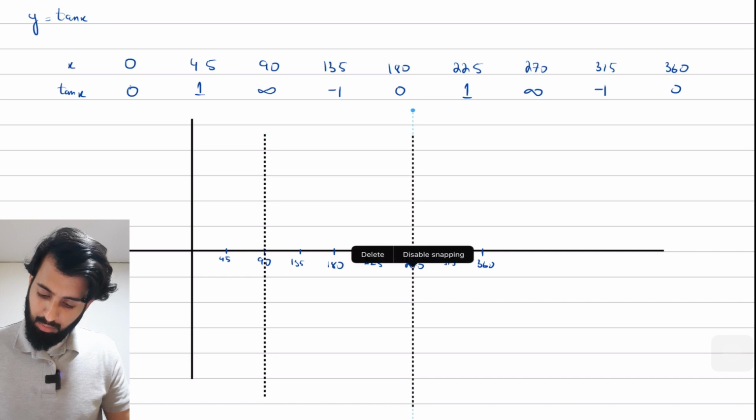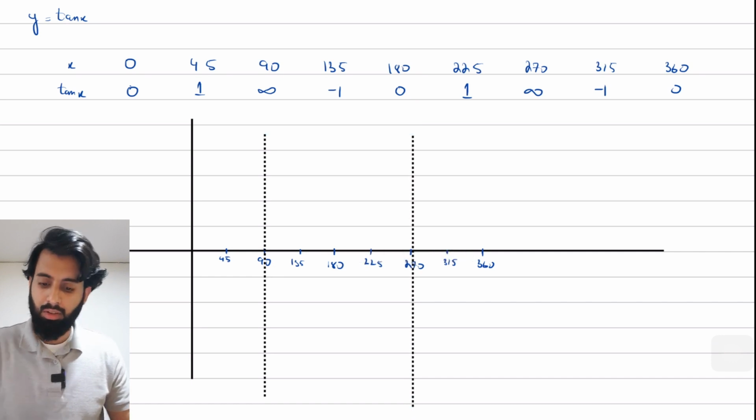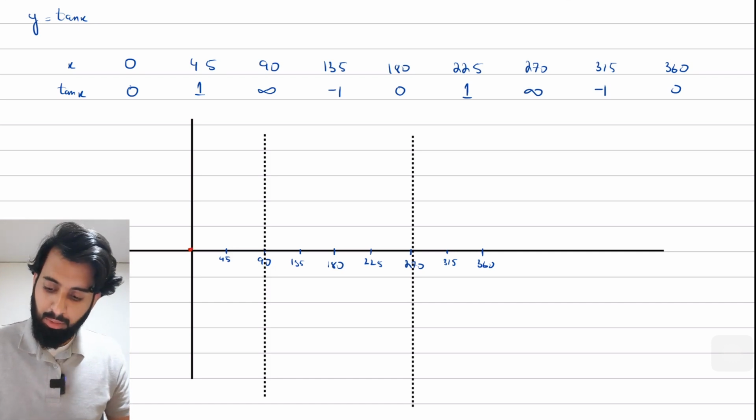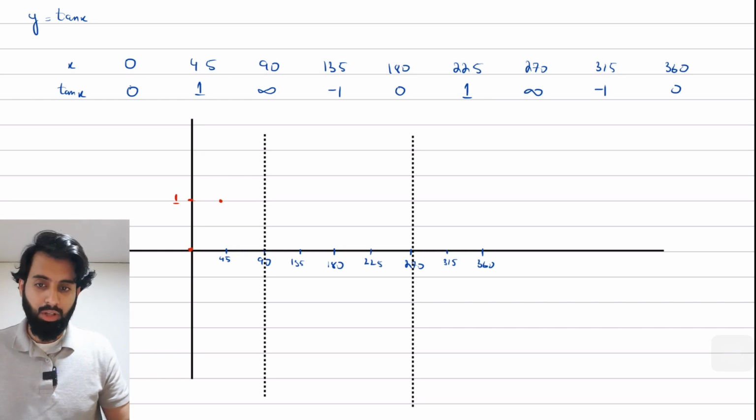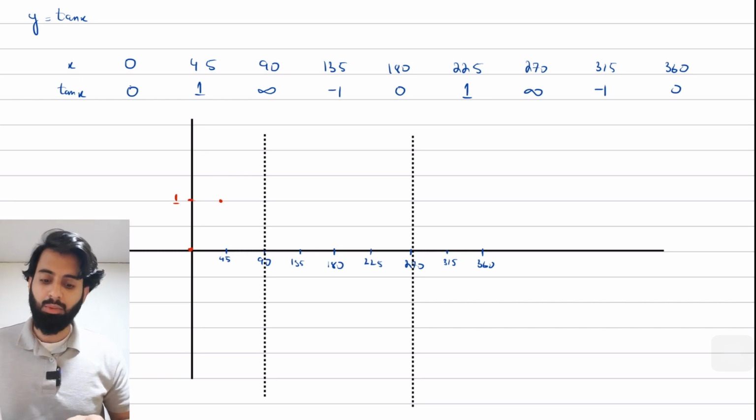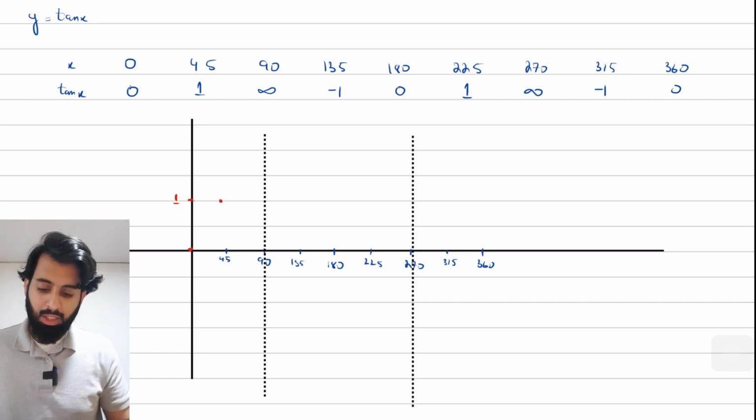What's really interesting to see here is that when you plug in tan 0, you get 0, no doubt about that. But when you plug in 45, you get 1, again, no doubt about that. But when you plug in 90, what you get is something called math error, which basically means infinity.